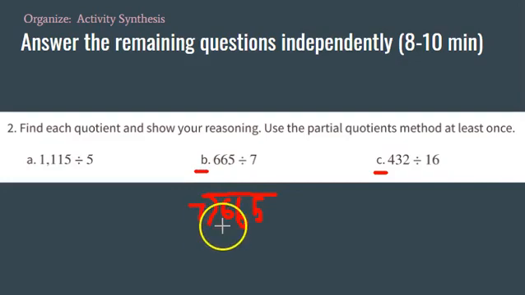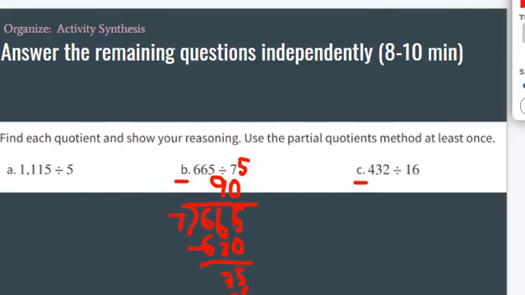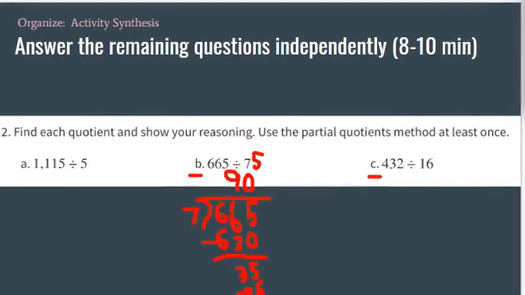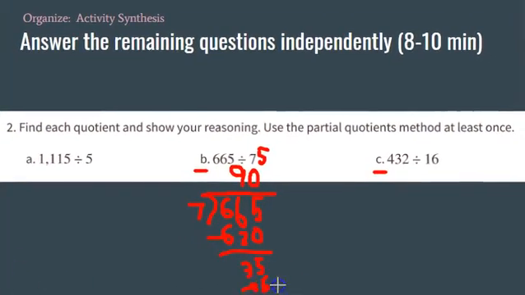Okay, 7 can't go into the 6. It can go into the 66. Can't go 10 times. Let's see, 9 times. So it would be 90. That'd give me 630 here, right? Subtract, I get 35. 7 goes into 35 5 times. Subtract that out and you get 0. So then the answer ends up being here, 95.